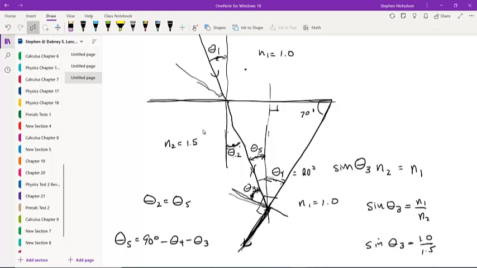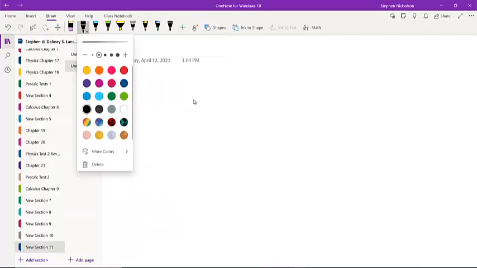And that's how the problem works. So aren't you glad I told you how to do it? Refraction.